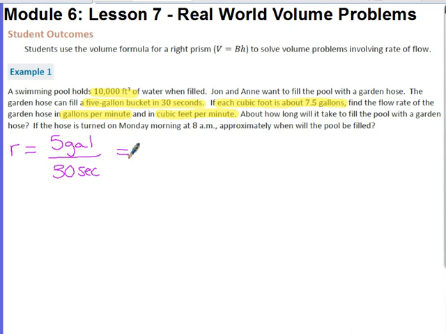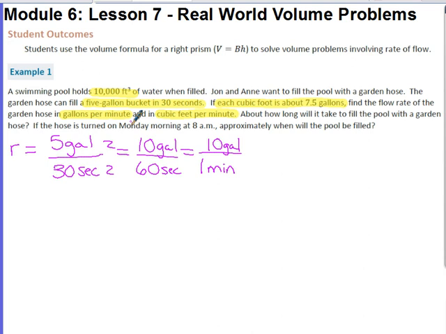Now, I know that there are 60 seconds in a minute, so if I want a 60 on the bottom here, I'm going to multiply both the top and bottom by 2. So that's going to give me 5 times 2 gives us 10 gallons in 60 seconds. And this is a unit rate because we don't actually want seconds, we want minutes. So 60 seconds is equivalent to 1 minute. So this answers the first question of find the flow rate of the garden hose in gallons per minute.